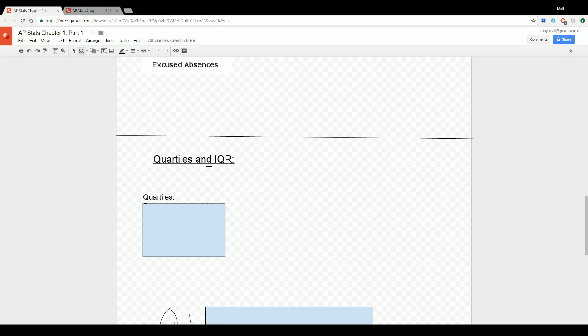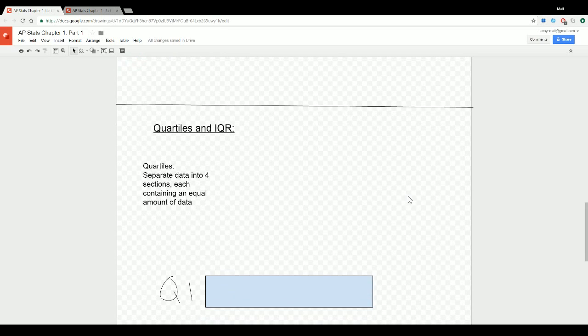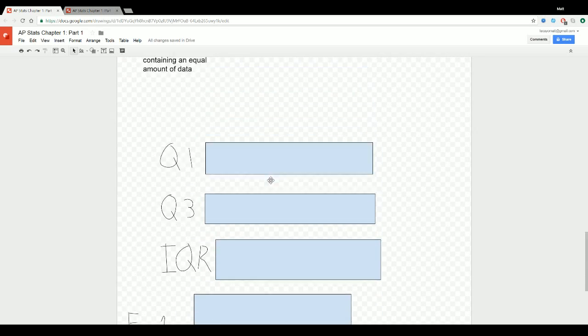So now let's talk about quartiles and IQR. Quartiles are pretty simple. Let me show you the definition of a quartile. The purpose of a quartile is to separate the data into 4 sections, which each contain an equal amount of data.